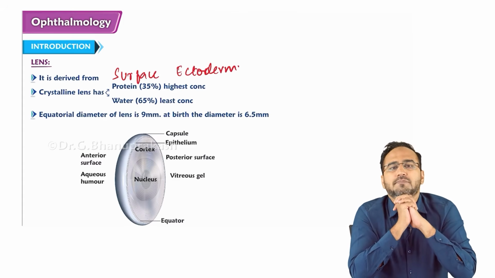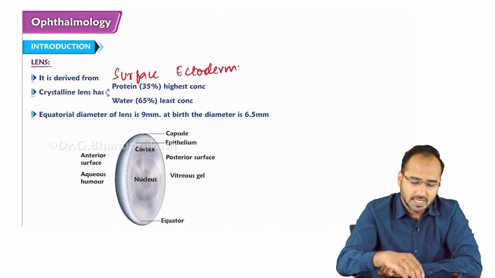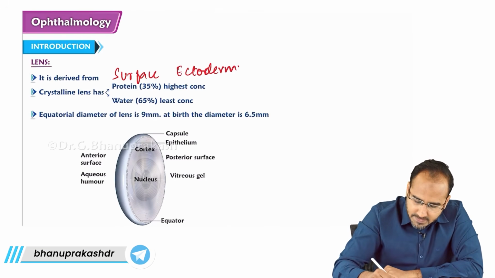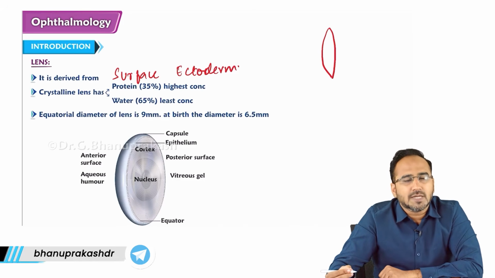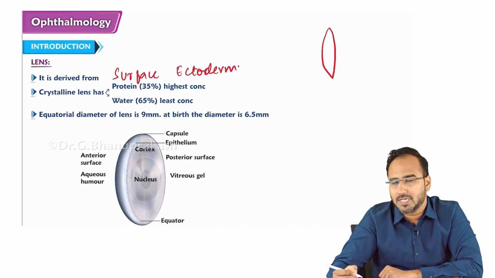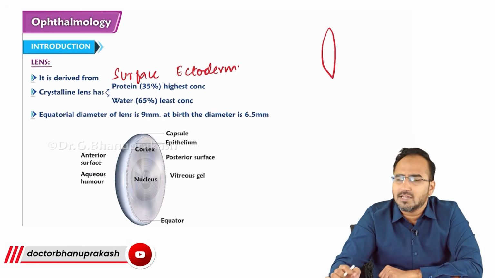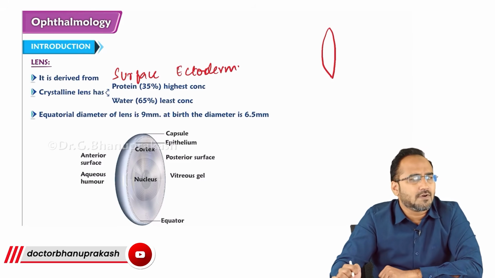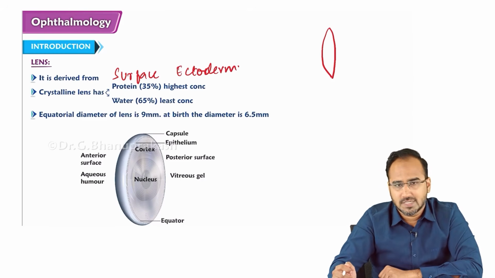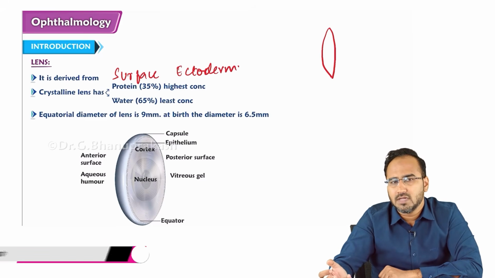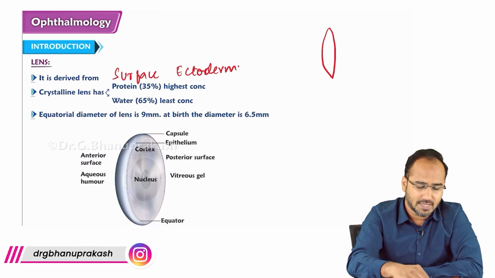Now the lens is made up of some proteins, guys. This crystalline lens, we are just talking about this lens. It is made up of proteins called crystalline proteins. Basically, the highest concentration of protein in our body is seen in the lens, and the least amount of water in our body is seen in the lens. 65% of the lens is water and 35% is proteins. It is the highest concentration of protein in the body. Okay?